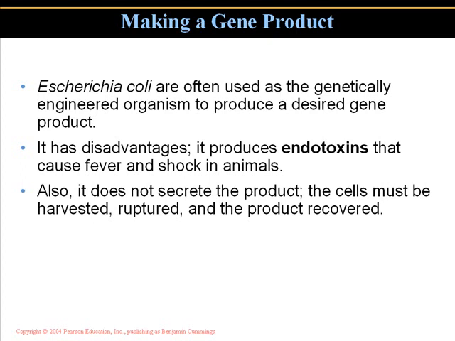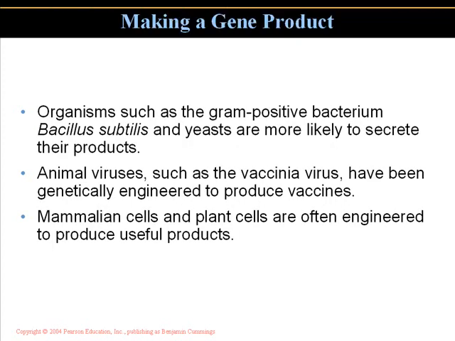Your blood pressure has to be maintained at a certain level. So the endotoxin secreted by E. coli causes shock, causes your blood vessels to dilate, causes your heart rate to go up, and causes severe fever. These are the symptoms of shock, all caused by the endotoxin. So it does secrete the product. The cells must be harvested, ruptured, and products recovered. So it has to go through this process of splicing out portions of the gene that are undesirable. The production of endotoxin would be one of those undesirables.